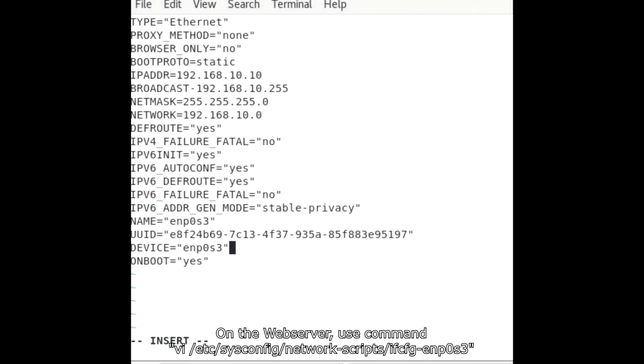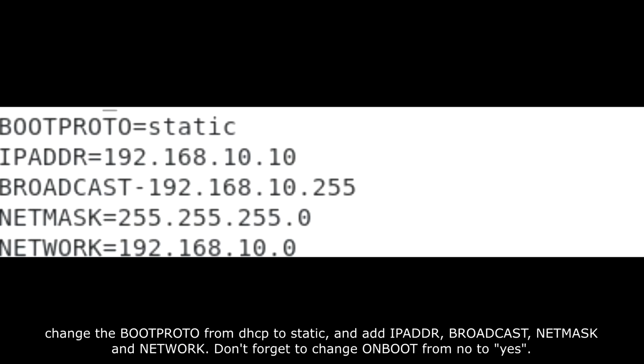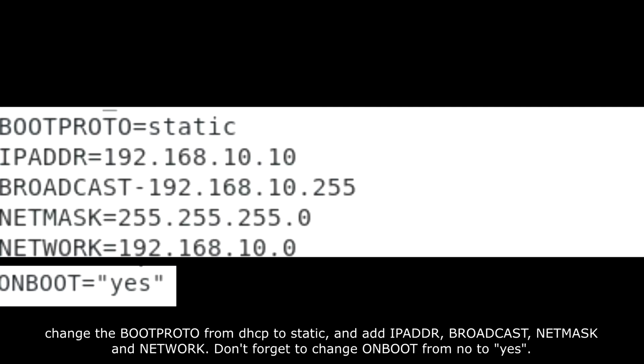On the web server, use this command to assign the IP address. Change the boot proto from DHCP to static and add IP address, broadcast, netmask and network. Don't forget to change on boot from no to yes.